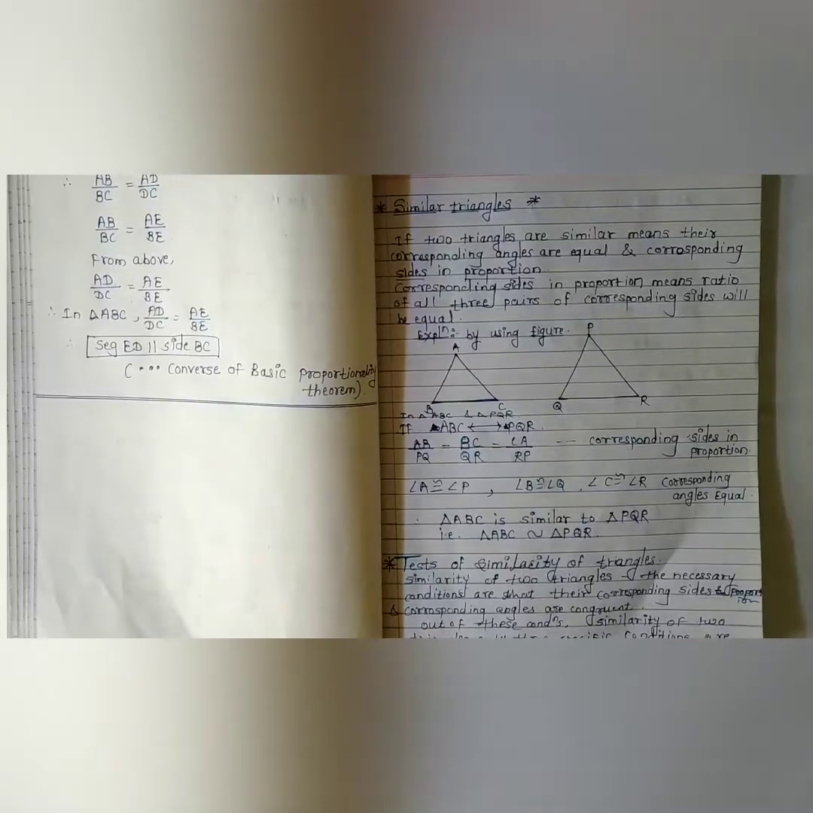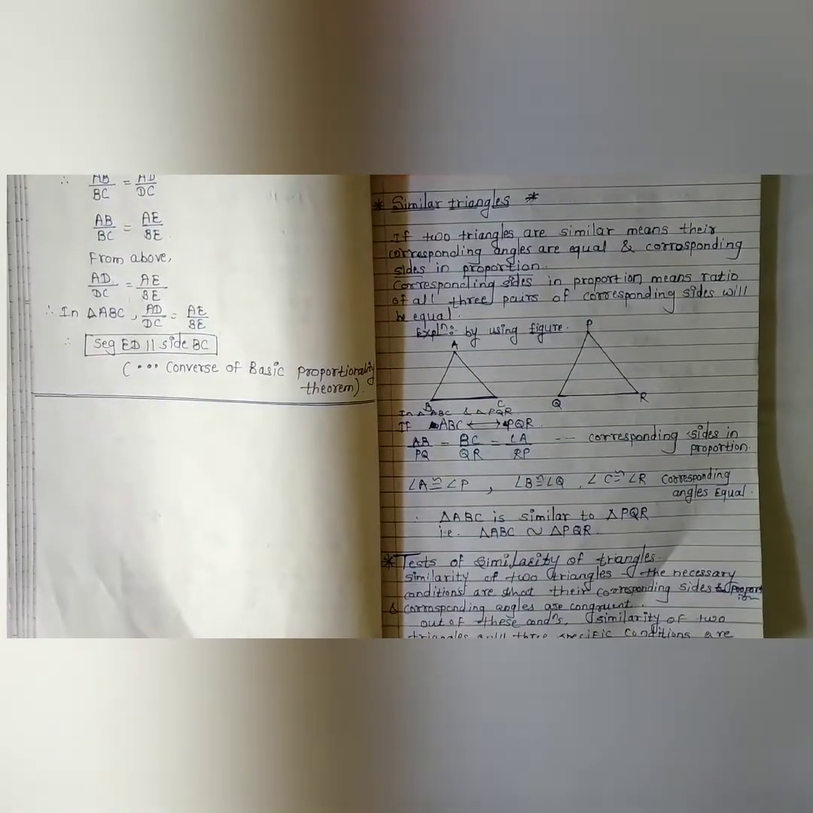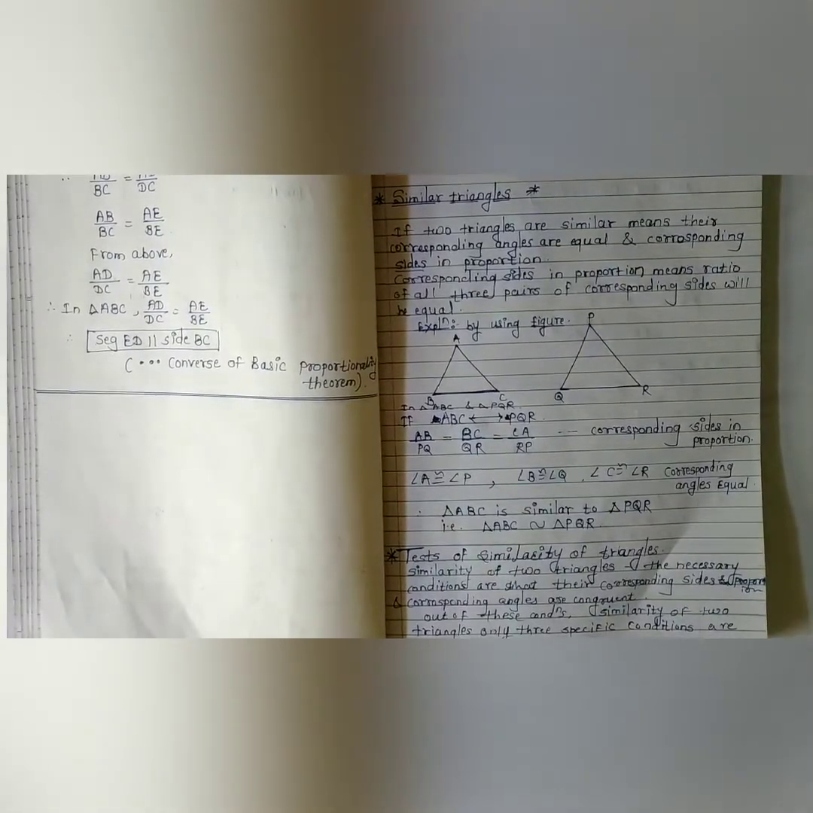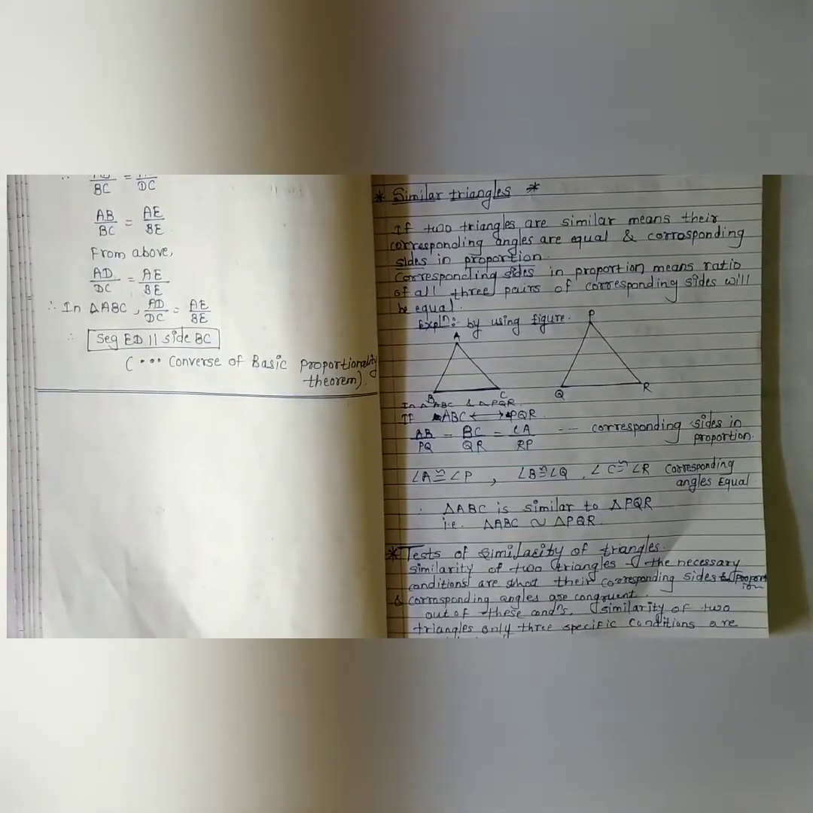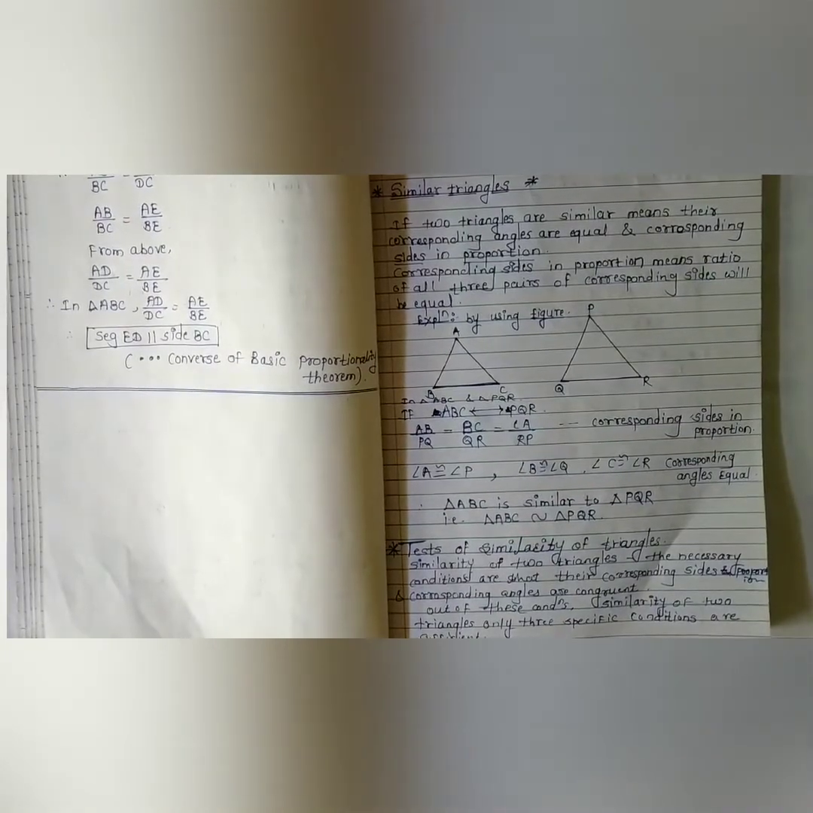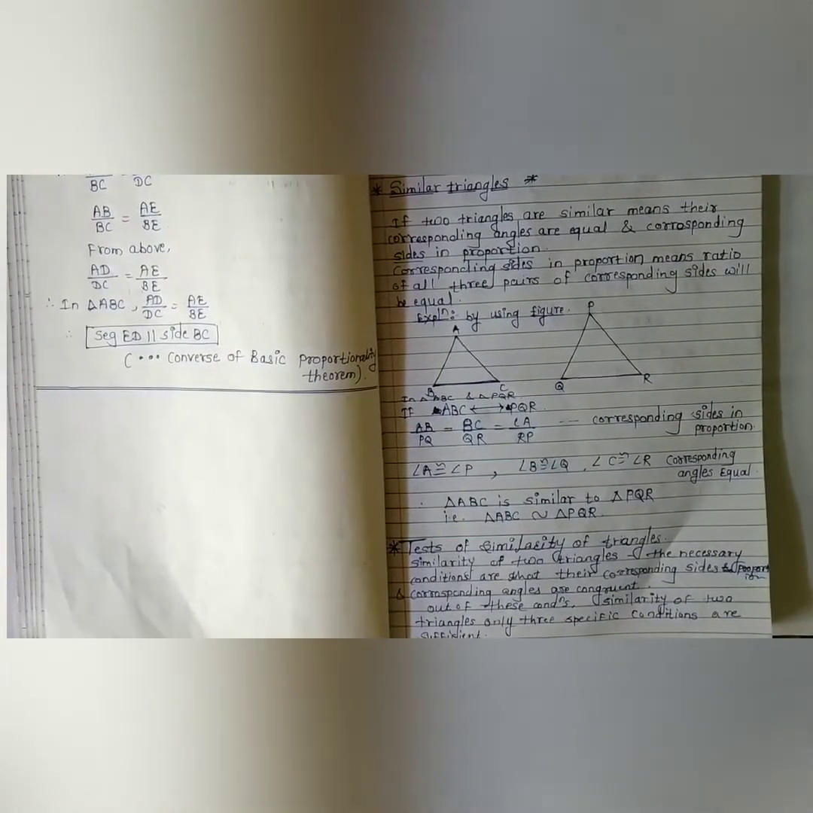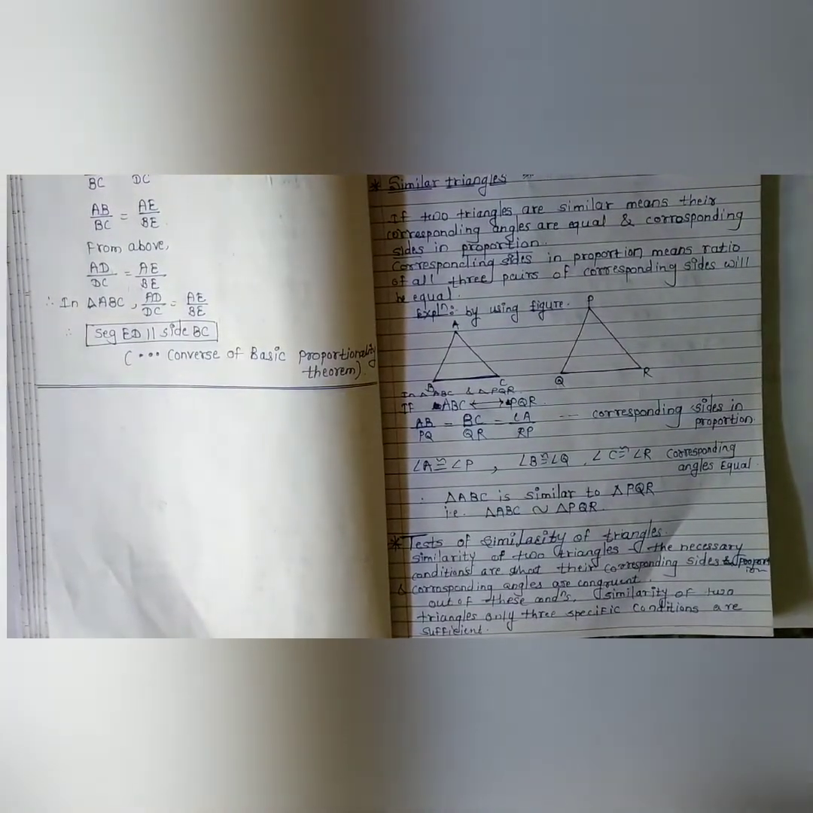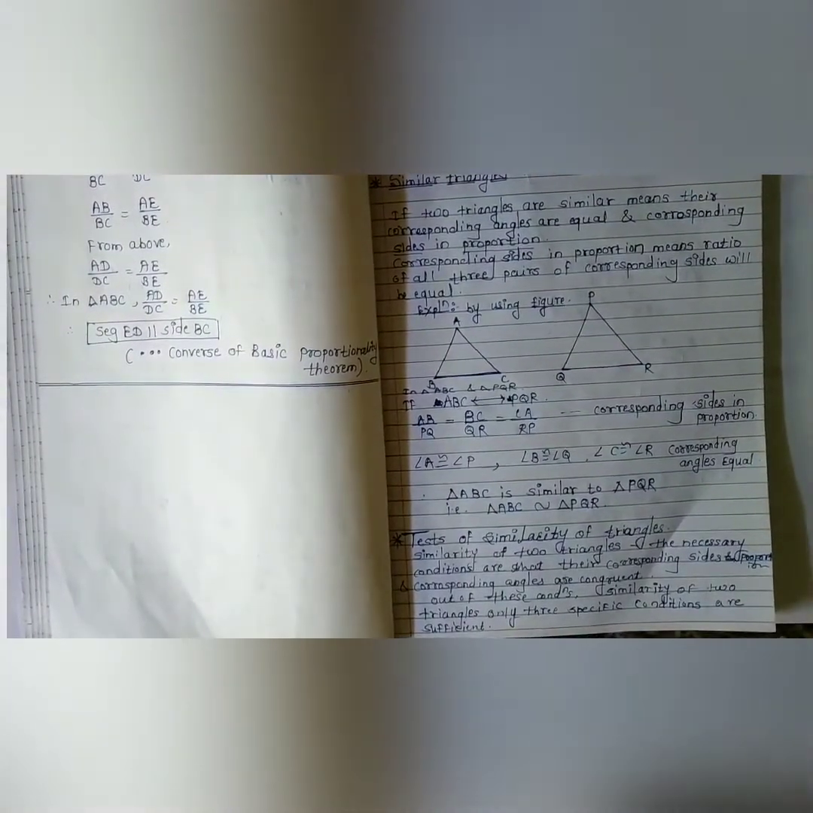Good morning, students. Today we start similar triangles. First of all, any triangle has three sides and three angles. The most important condition to identify similar triangles is that their corresponding angles are equal and their corresponding sides are in proportion. Okay, what is the definition of similar triangles?